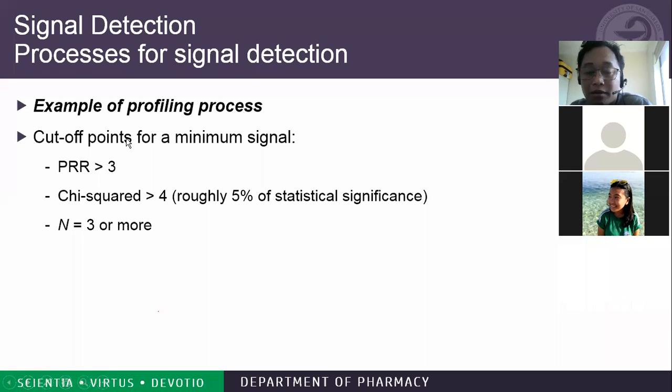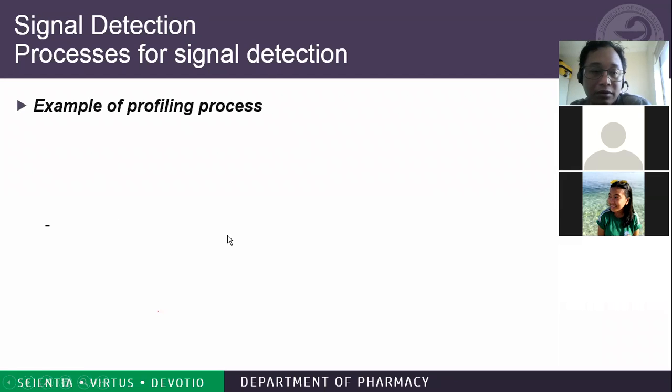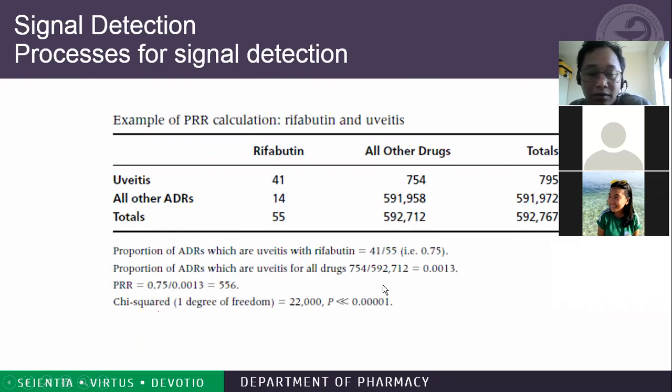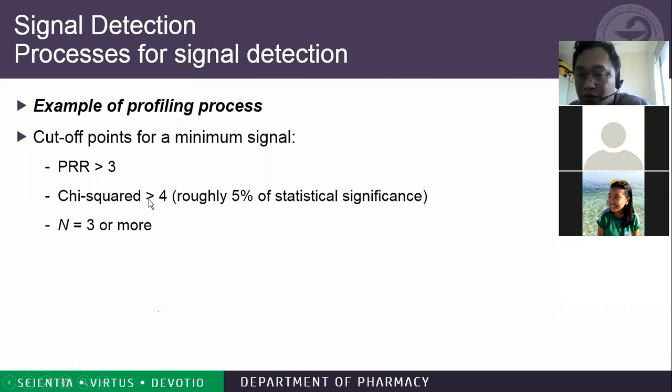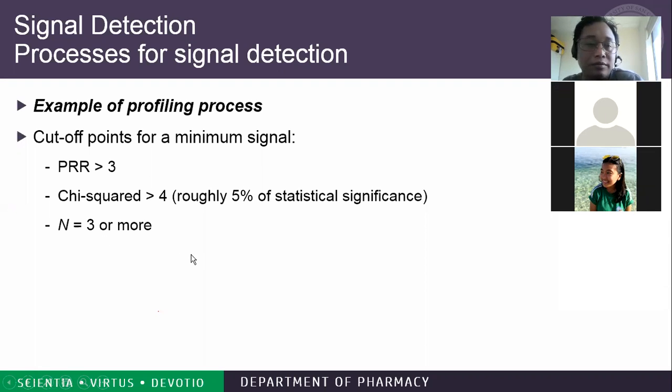Please memorize this: the cutoff points for a minimum signal are when the PRR, the proportional reporting ratio, is more than 3. Here we have 556. And the second one is the chi-square, which should be more than 4. We previously had 22,000. And the number of cases is 3 or more, except for special cases.